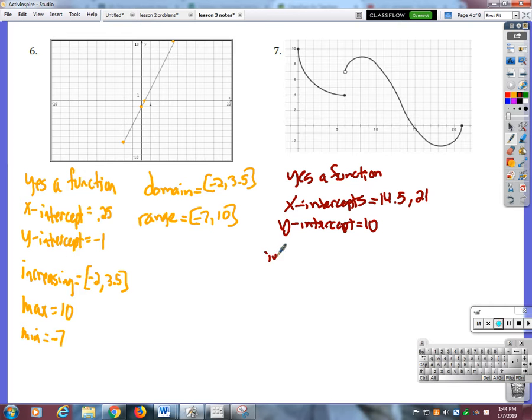Where is it increasing? Starting right here. So what is that? 6? And then up until 8? Isn't that 8? Okay. And then it does it again from 18 to 21.